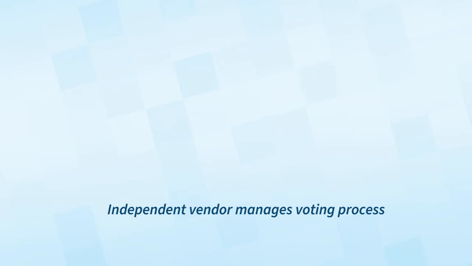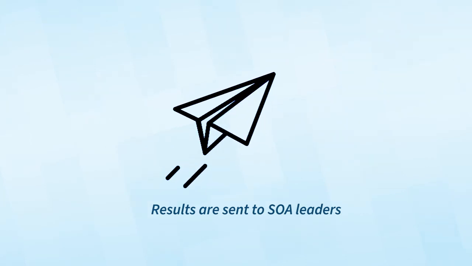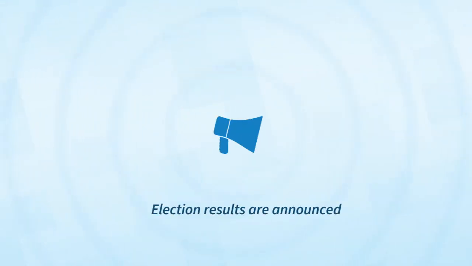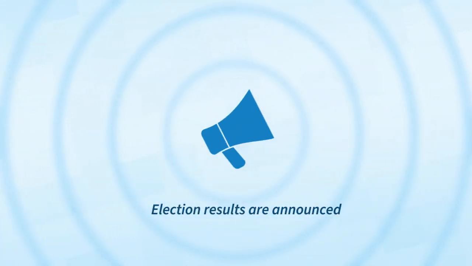Then an independent vendor manages the ballot voting process itself. Then the election results are sent to SOA leaders for review and verification, and the candidates are notified. The SOA will publicly announce the elected candidates after all of this has taken place.